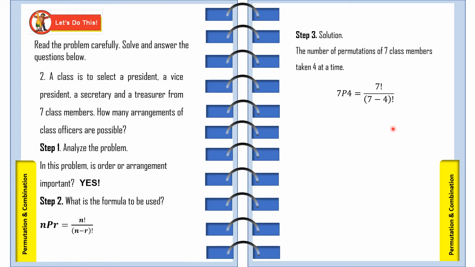Some will use the fundamental counting principle, wherein they complete the slots. Again, just to show, there are some who are going to do it this way.